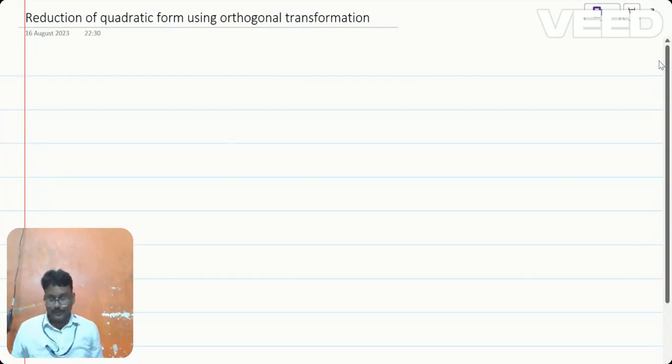Today, we are going to see the orthogonal transformation and reduction of quadratic form into canonical form using orthogonal transformation. We will see the problem based on the reduction of quadratic form.